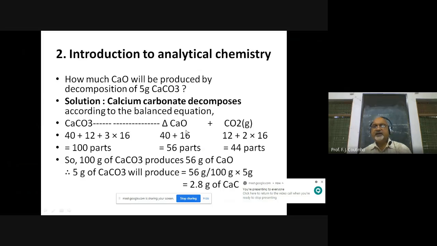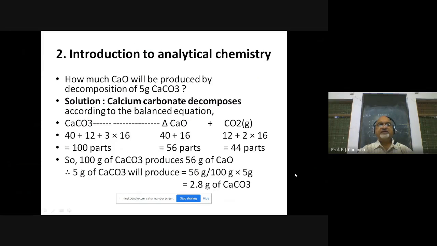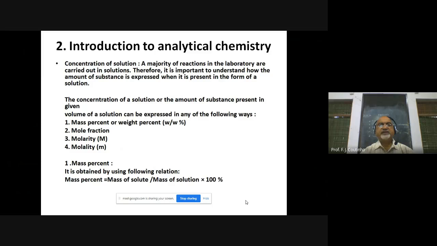If you see here, last time we stopped here, we have calculated the amount of calcium carbonate that decomposes. We calculated about 2.8 grams, which is required for 5 grams of calcium carbonate to be produced. This we studied yesterday, and today we are going to start with an important concept, that is concentration of solution.